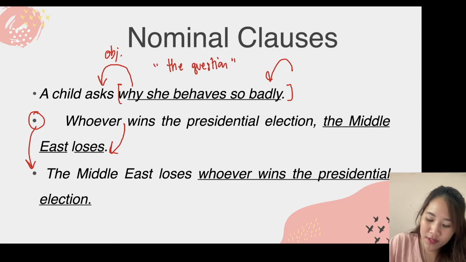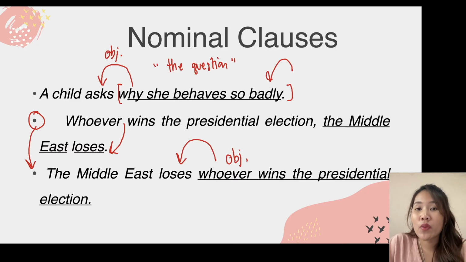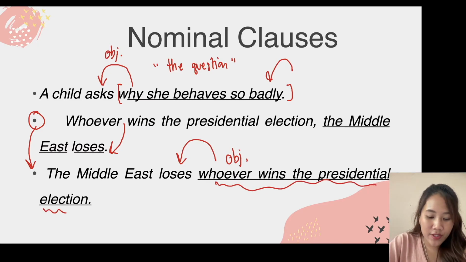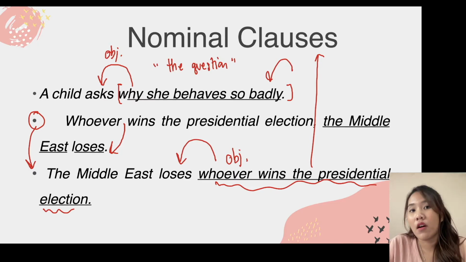So whoever wins the presidential election is functioning as the object of the verb loses. That's why we classify whoever wins the presidential election as a nominal clause.